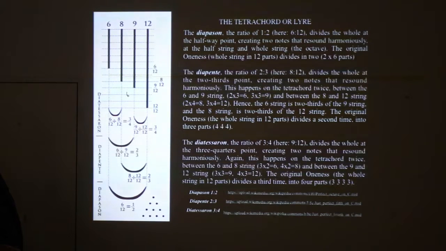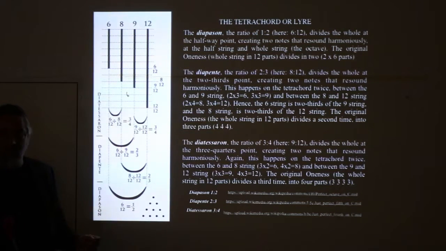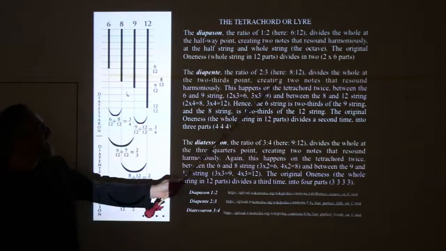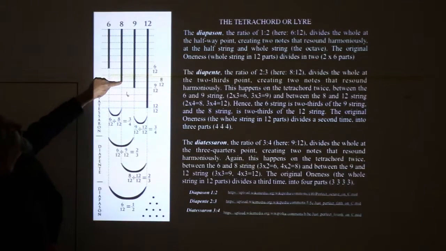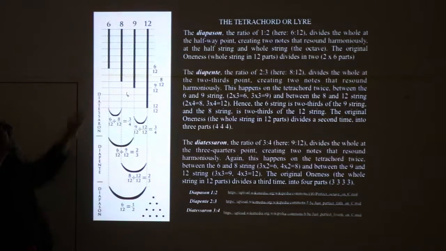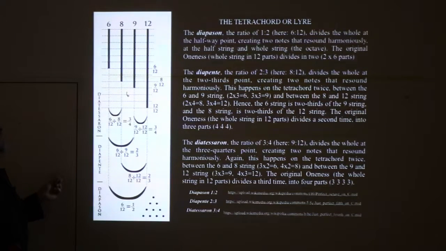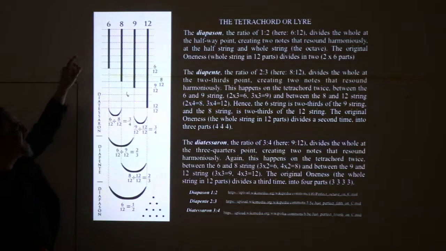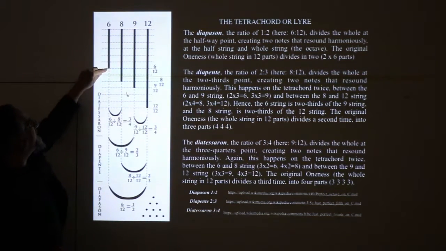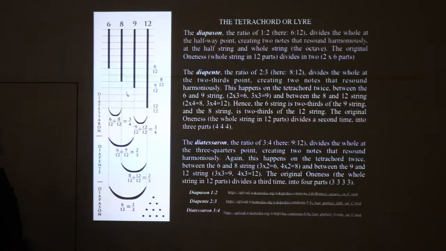The diapente now is the ratio of 2 to 3. Remember, we're going from 1 to 2, to 2 to 3, to 3 to 4. So now we're at the 2 to 3, which expressed in terms of 12 would be 8 to 12. That divides the whole at the 2/3 point, creating 2 notes that resound harmoniously. So the 12 and the 8. This happens on the tetrachord twice, because you can also find that same relationship with the 6 and 9 string. In fact 6 is 2/3 of 9. So we have it in both cases.